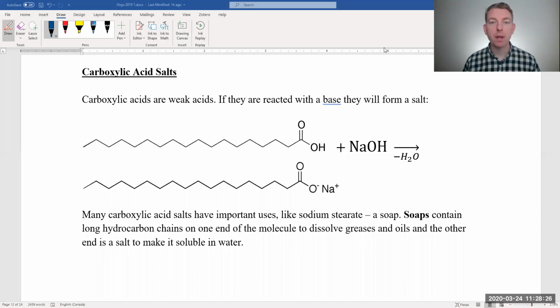Hello again. So now we're going to carry on with carboxylic acid salts. We already said carboxylic acids: anything with this kind of group on one of the ends, a double bonded oxygen with another oxygen on it, is pretty willing to get rid of that hydrogen. And so what we would end up with is a negative charge on that group, and then probably some kind of counter ion.